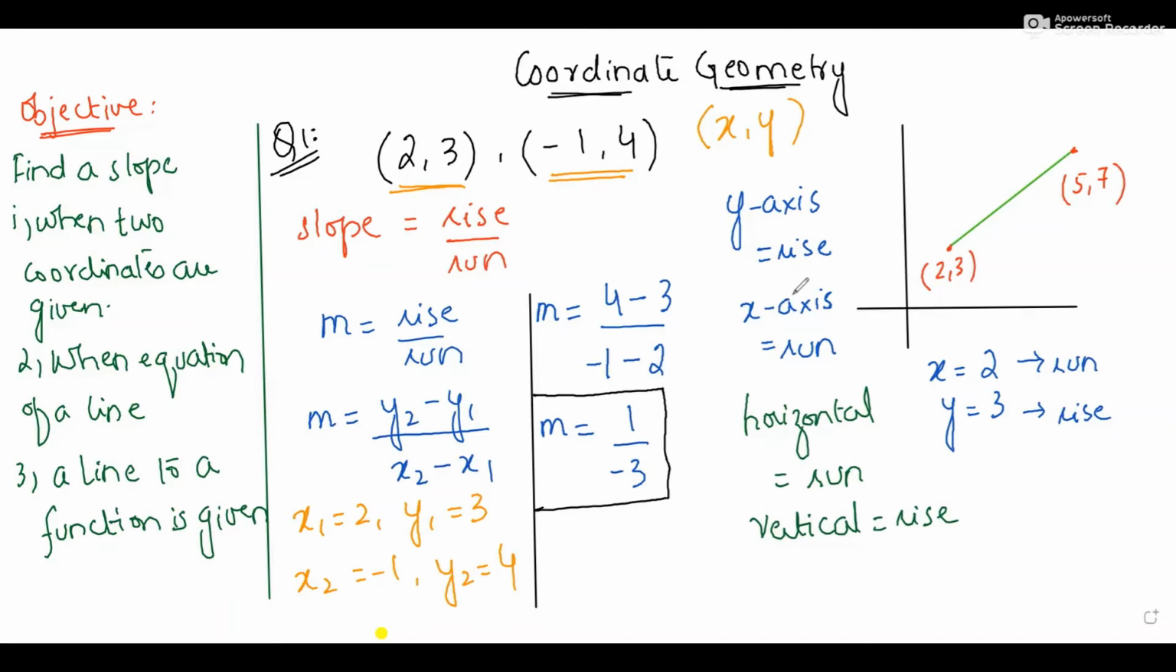Moving on towards the second condition, if you have been provided with the equation of a line, how can you find out the slope of that line?